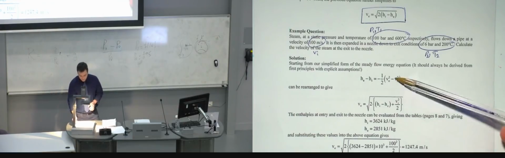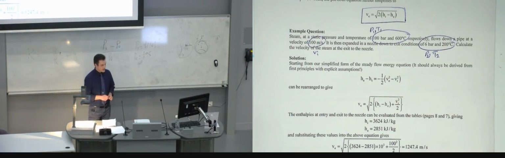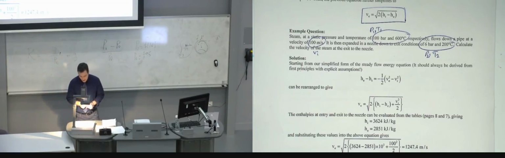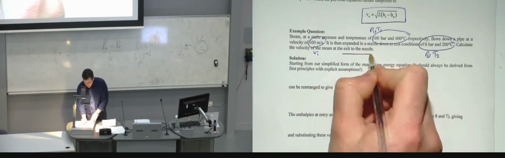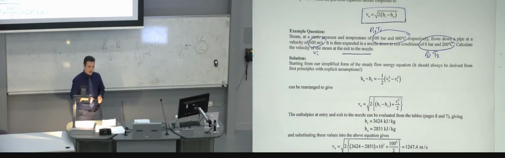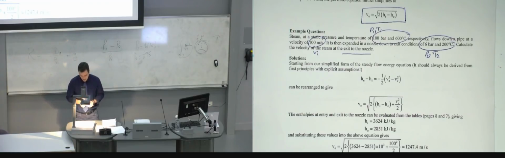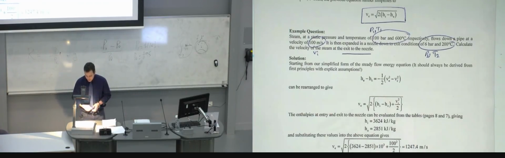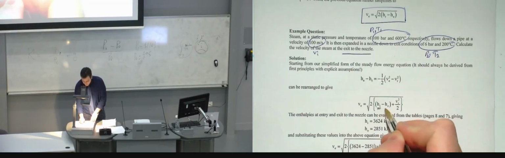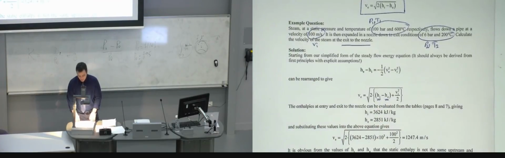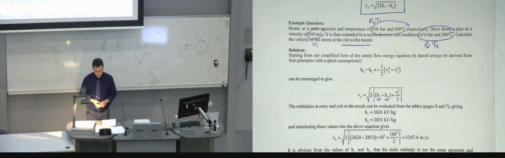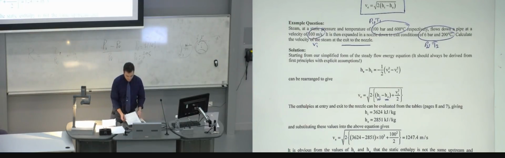Now we're going to use our equation, the simplified form of the steady flow energy equation. And by rearranging that, remember what you're after is the exit velocity. That's usually the case. You're normally after VE or V2, which is the exit velocity of the nozzle. When you rearrange the equation, it seems the only parameters which are missing from here are these two. And that is when you have to go to your steam tables and find out those values.